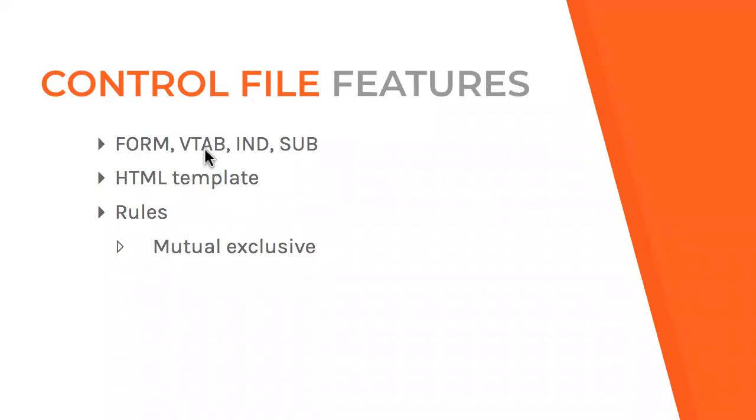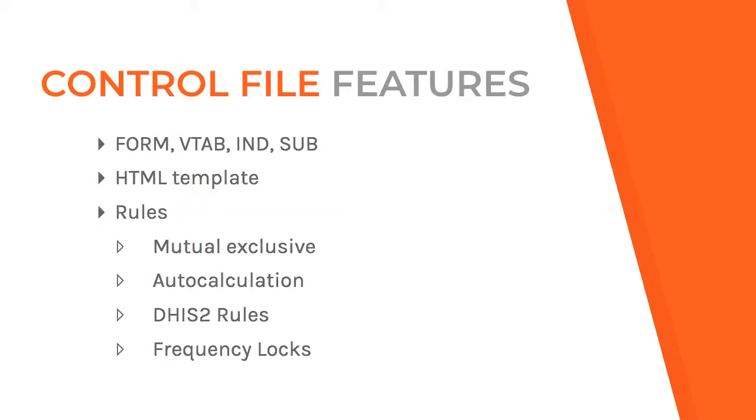So it pulls in mutually exclusive rules, auto calculation rules, and then also the DHIS2 rules. The mutually exclusive rules appear in both the JavaScript and get loaded into DHIS2. The auto calculation rules are just in JavaScript. And then there are other kinds of rules, like greater than rules, that get loaded into DHIS2. And then also frequency locks.